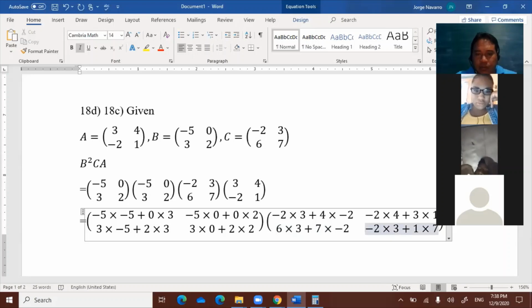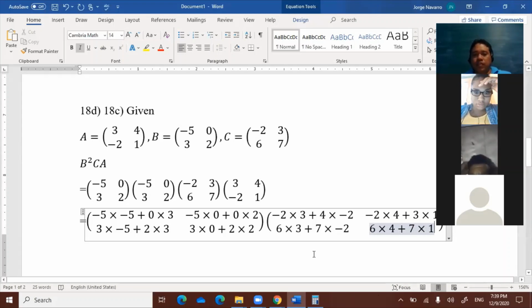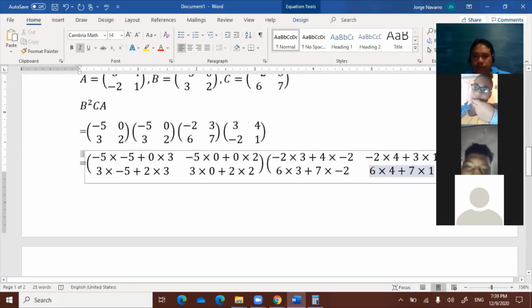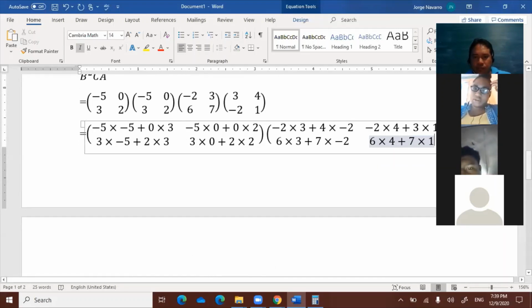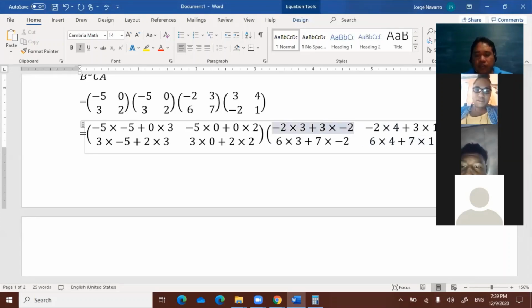And so the next one will be 6 times 4, 7 plus 7 times 1. Okay, so that is that one there. So we're going to need to, yes? For the part where it's -2 times 3 plus 4 times -2, the 4 is supposed to be in there? That's 3, times, right? Yeah, 3. Good, excellent view.